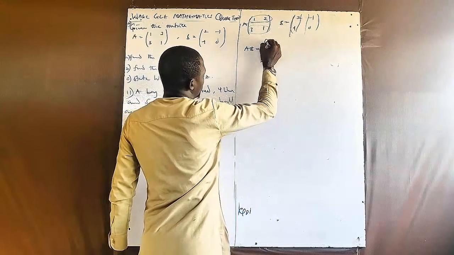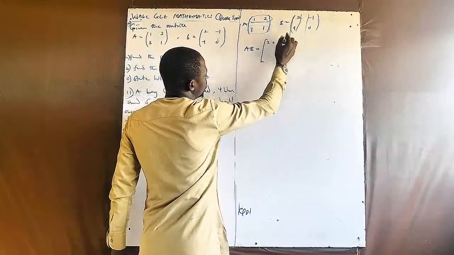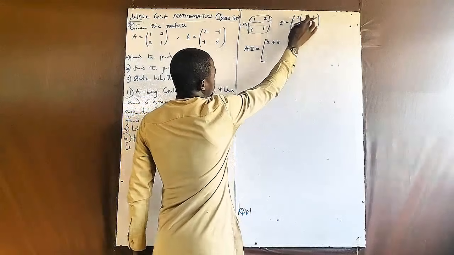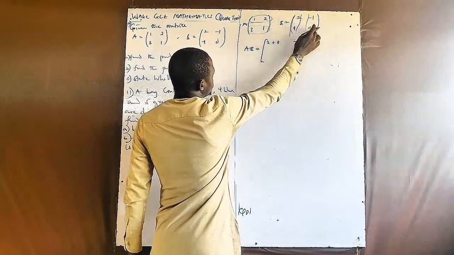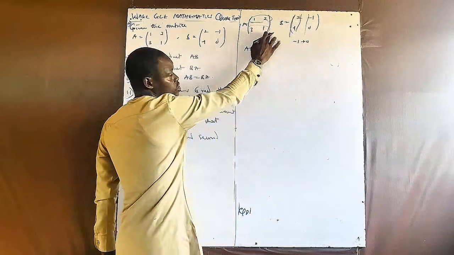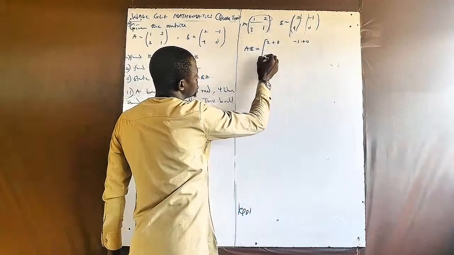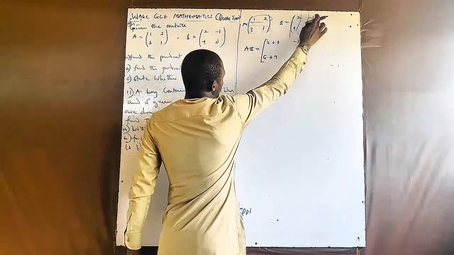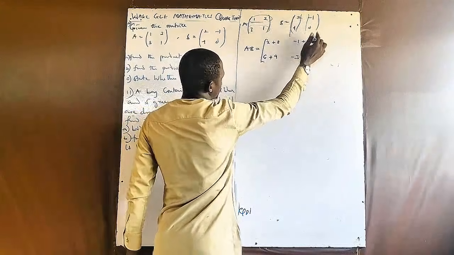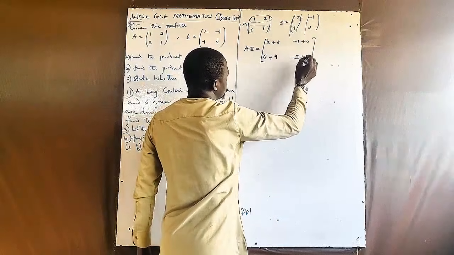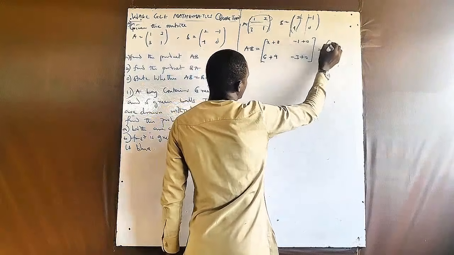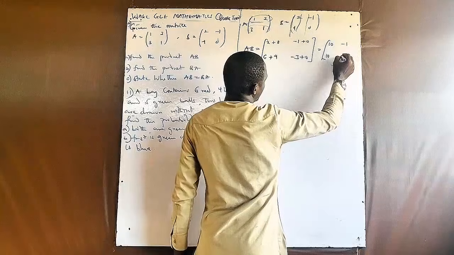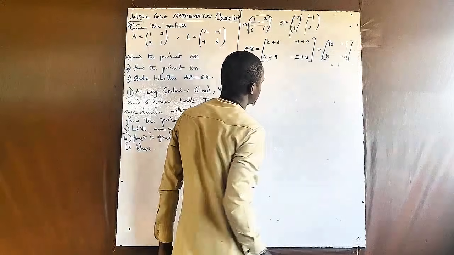1 times 2, I have 2, plus 2 times 4, I have 8. Now again, I'll use this same row to multiply this column. 1 times minus 1, I have minus 1. 2 times 0, I have plus 0. Use the second row again. 3 times 2, I have 6, plus 1 times 4, I have 4. Then use it again. 3 times minus 1, I have minus 3. 1 times 0, I have 0. So in that case, I'm going to be having another new matrix. 2 plus 8 gives me 10. This one will give me minus 1. And this is giving me minus 3. Now, that's the matrix AB.